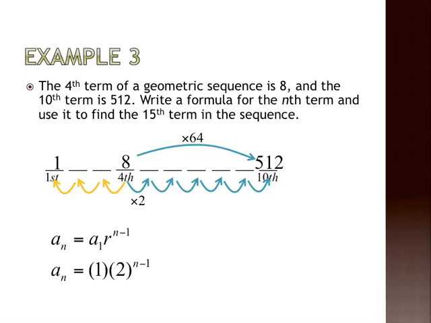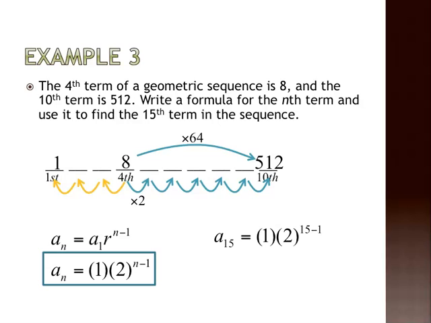Okay. So plug this all in. So we have the first term is 1. We know r is 2. So that's the first part. Write a formula for the nth term. Second is to use that formula to find the 15th term in the sequence. So to find the 15th term, we're going to plug in 15 for n. So 2 to the 14th power, which is equal to 16,384. And that is the 15th term in this sequence.